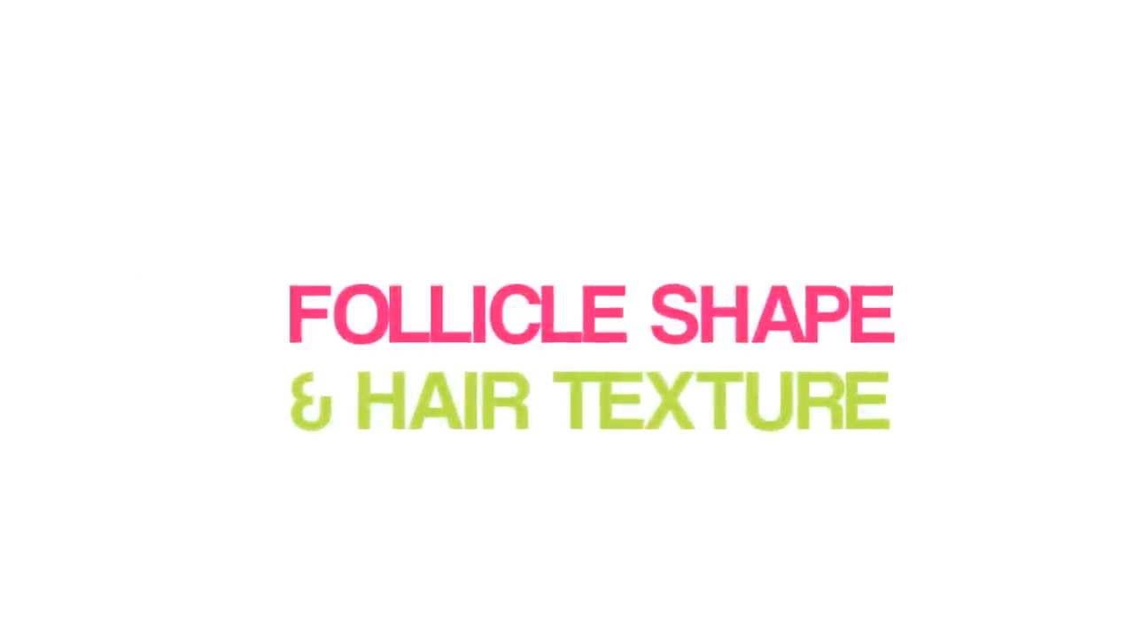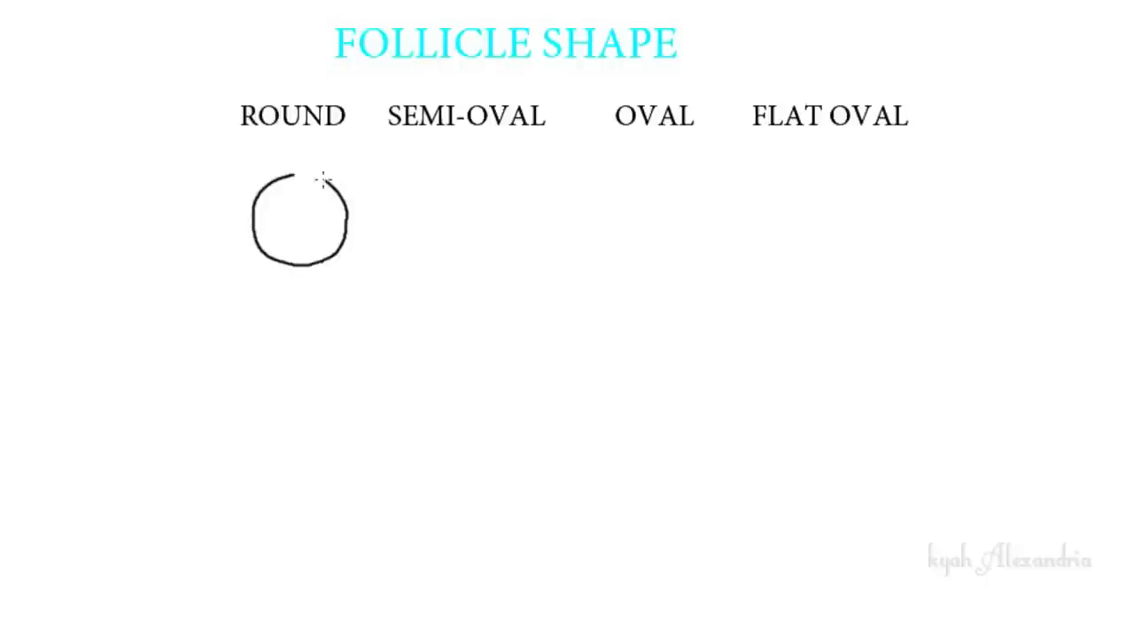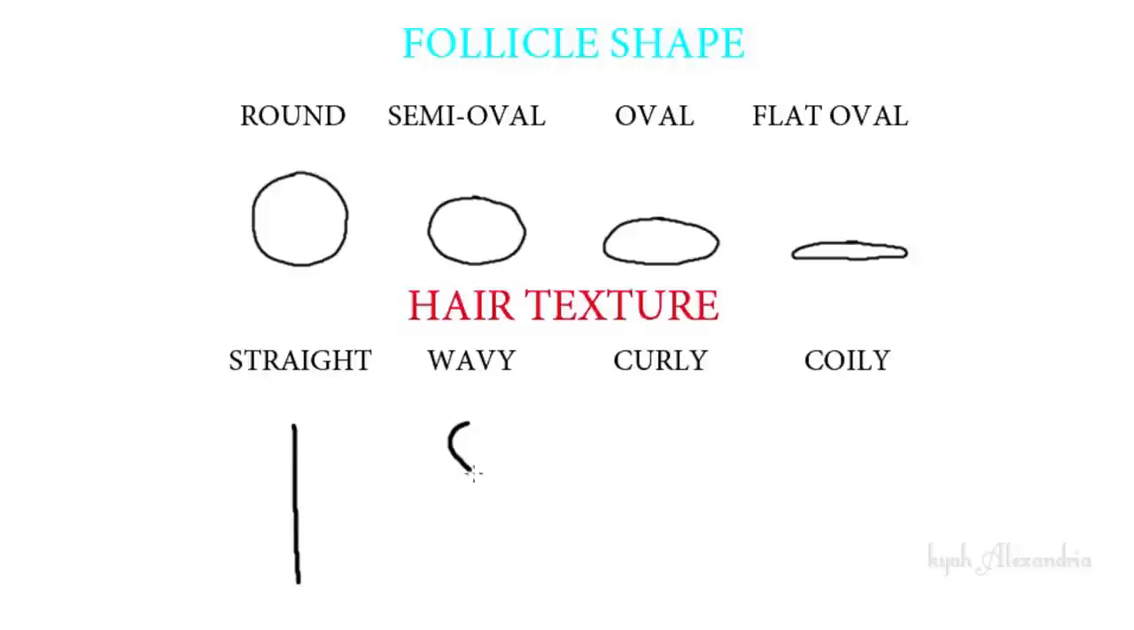If you take a look at the cross-section of the different shapes of the follicle, you'll see that it ranges from a round shape to a flat oval shape. This illustration shows that the hair's follicle shape determines the texture of hair. For example, straight hair will have a perfectly round-shaped follicle, while wavy hair has a semi-oval shape. Curly hair has an oval shape, and coily or kinky hair has a flat oval shaped follicle. So, as you can see, the flatter the circle, the curlier the hair. So a perfectly flat follicle produces a coily hair texture.